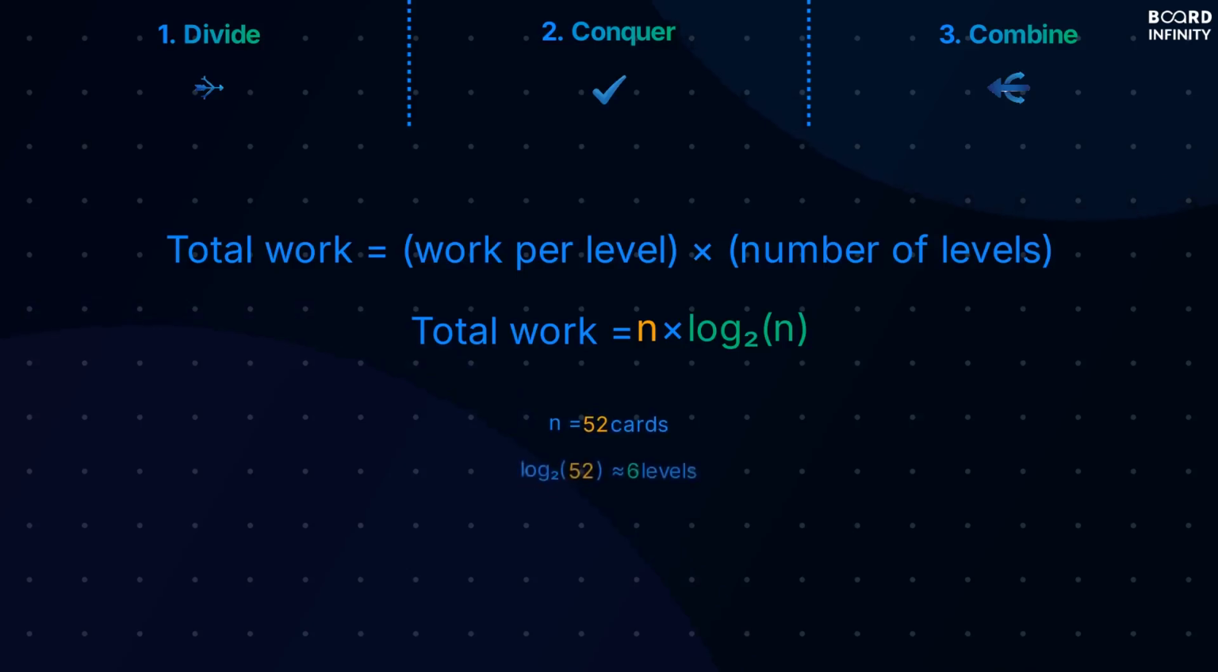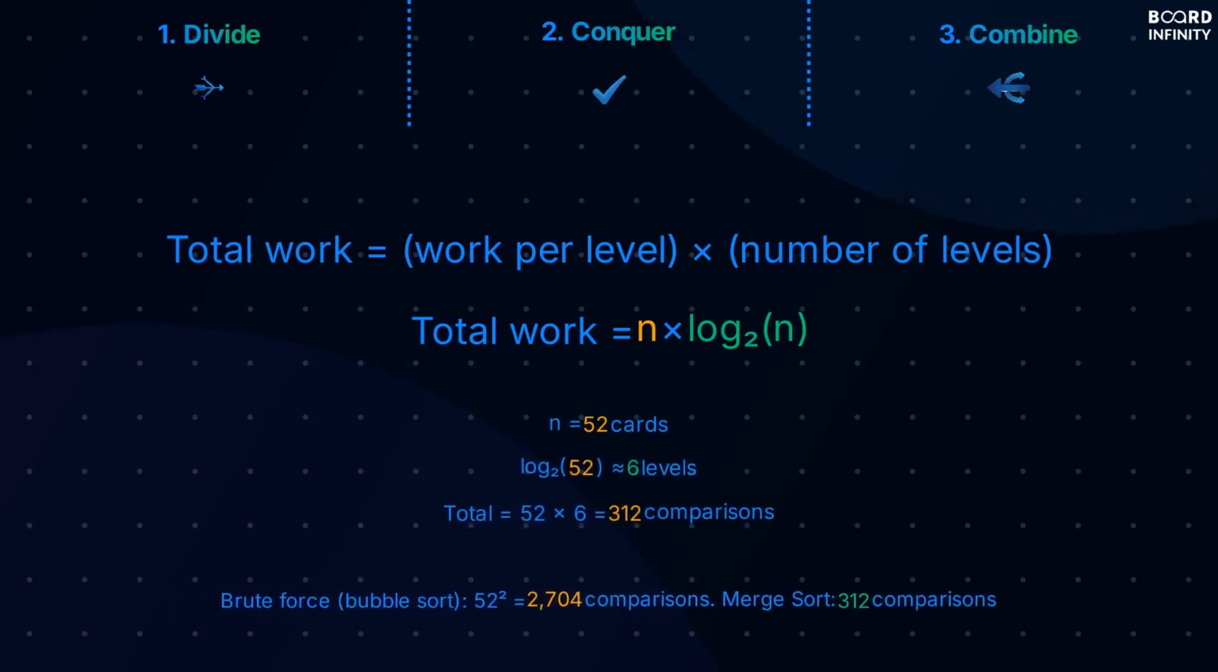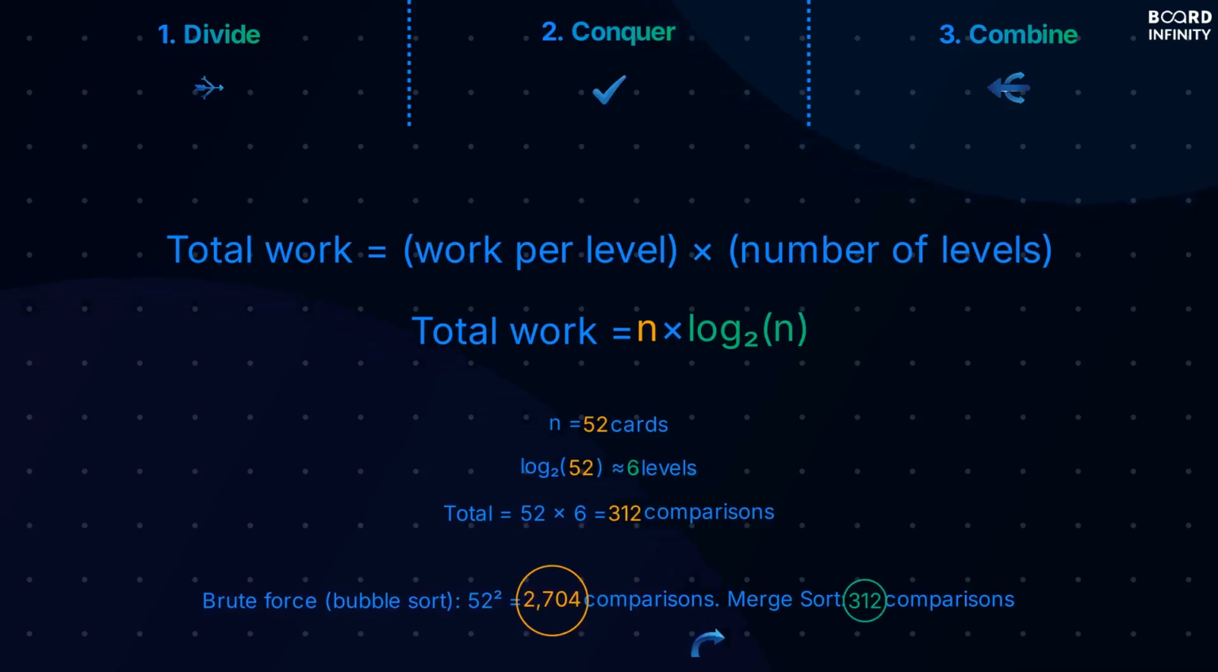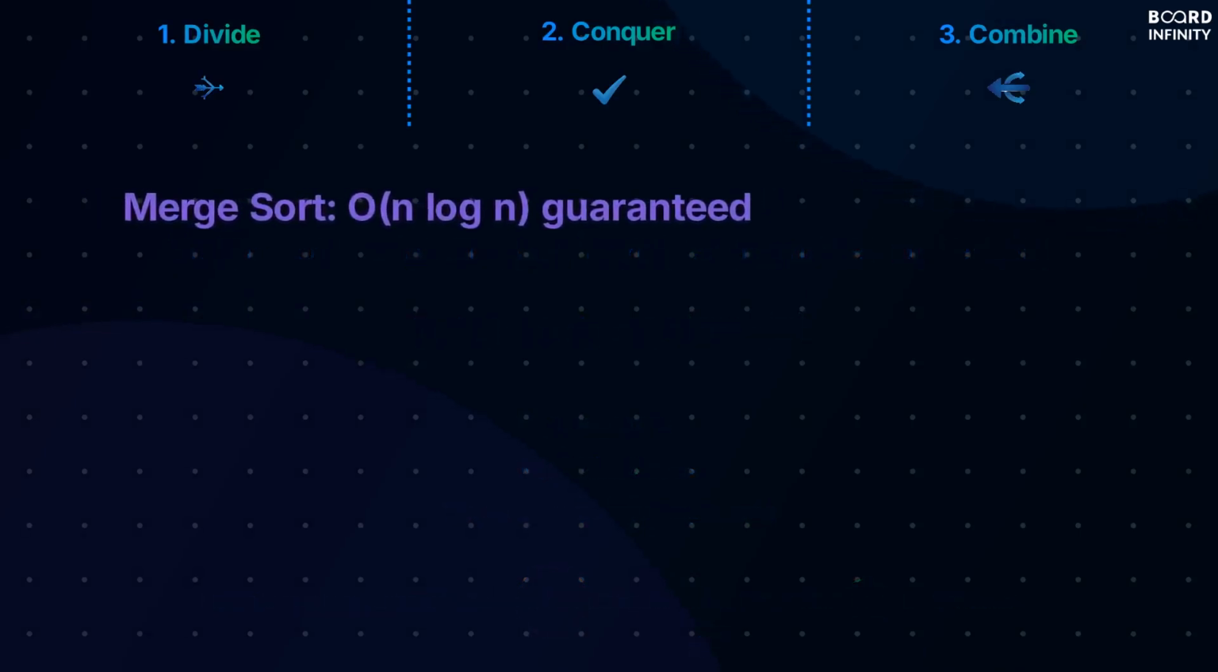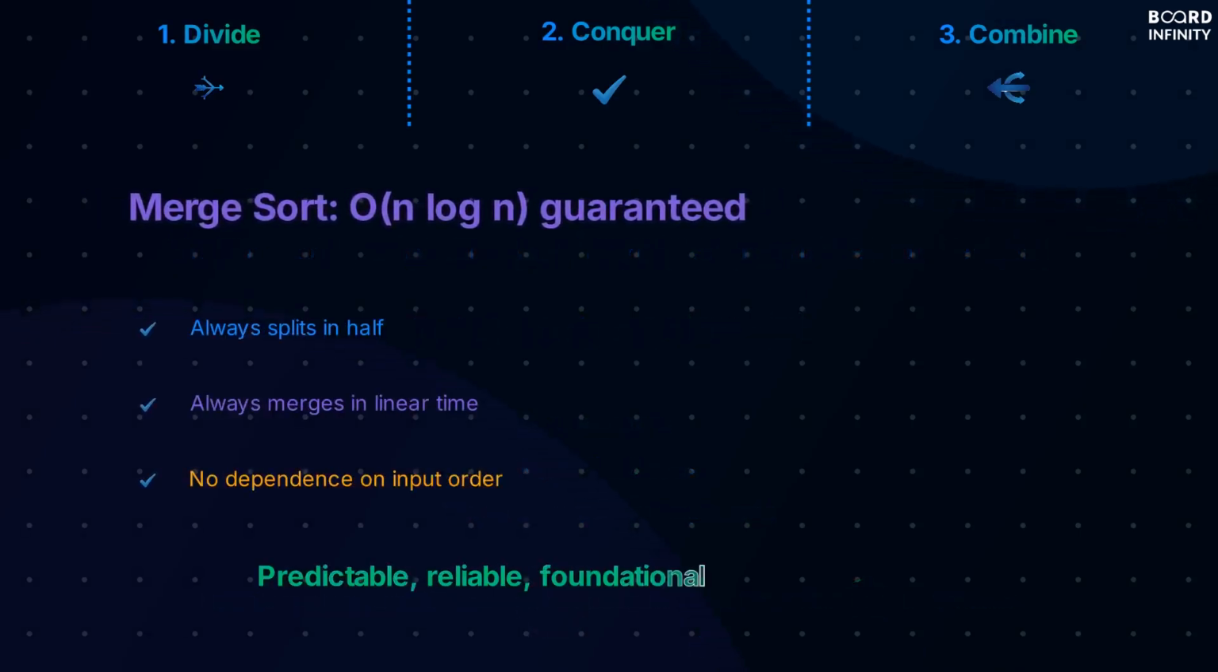To quantify this, we see that for 52 cards, with approximately 6 levels of splitting, the total comparisons are 312. This is a significant improvement over brute force methods like bubble sort, which would require over 2,704 comparisons for the same task. It's predictable, reliable, and the foundation of many real-world systems. Let's see it in action.